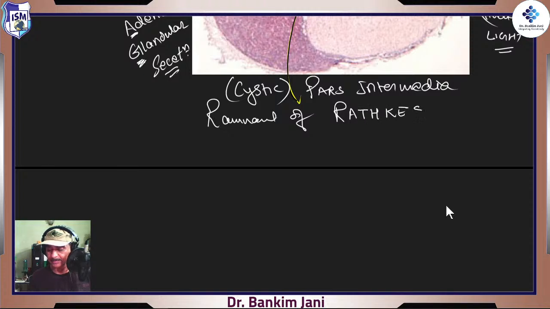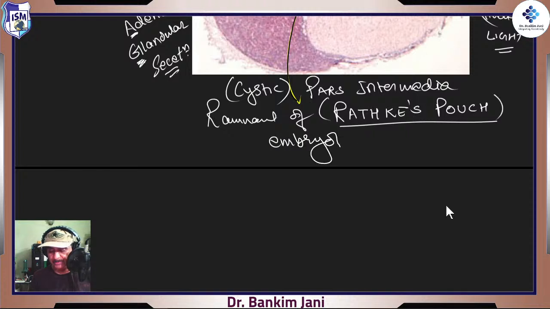Rathke's pouch. And what is Rathke's pouch? It is the embryological structure, right? And this structure is responsible for making the anterior pituitary, because the posterior pituitary forms just as an extension of the hypothalamus. But the anterior pituitary develops from this Rathke's pouch, right? So that is the embryological structure making, specifically, the anterior pituitary.